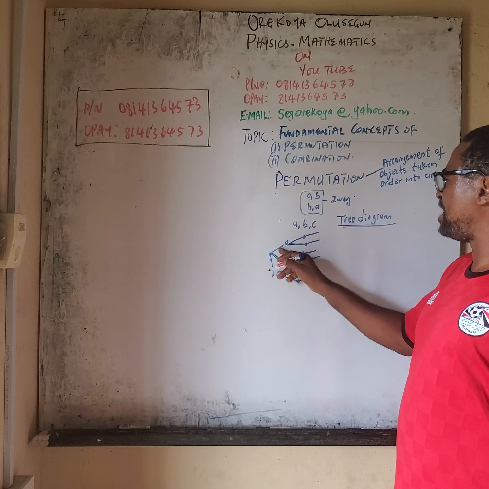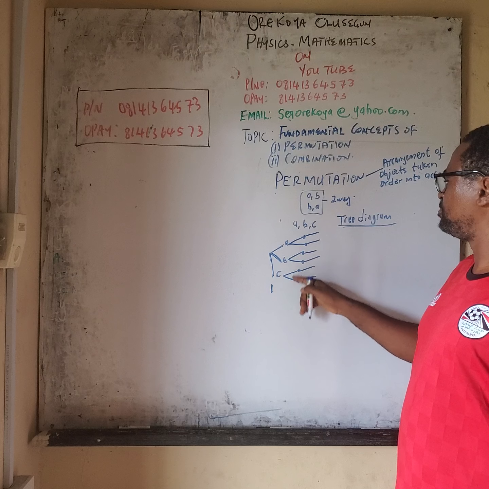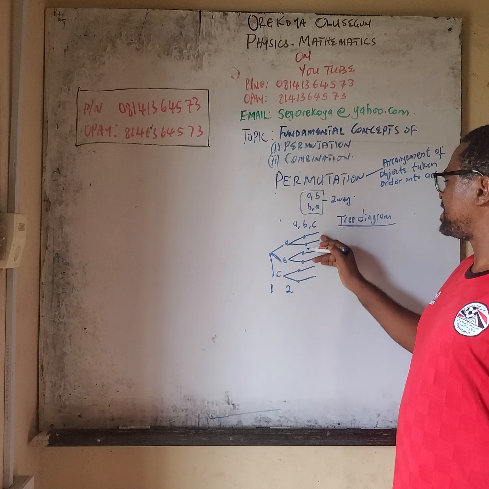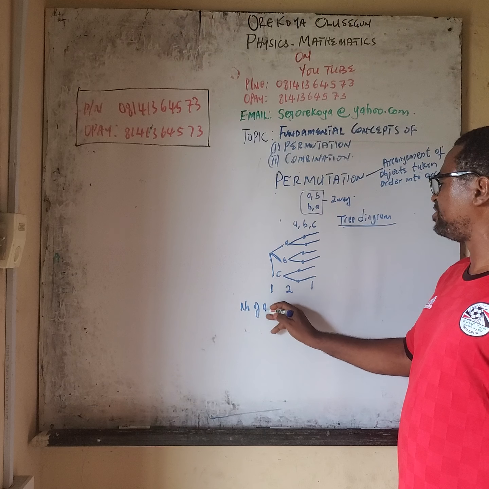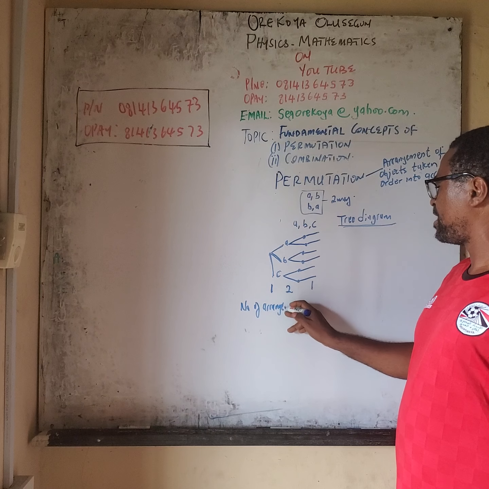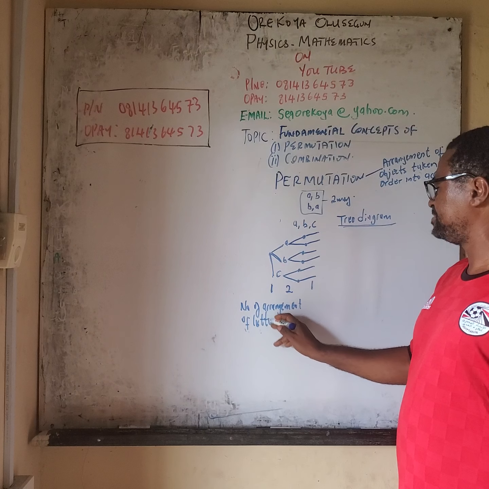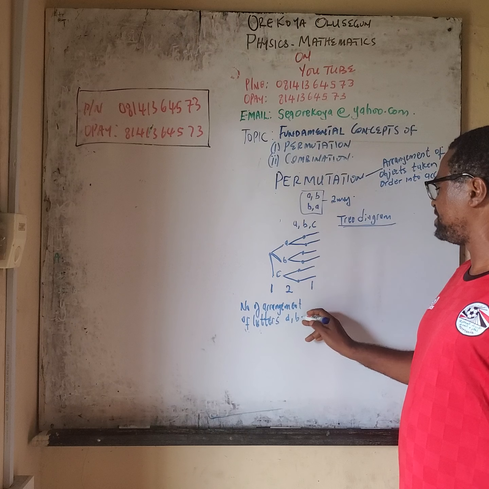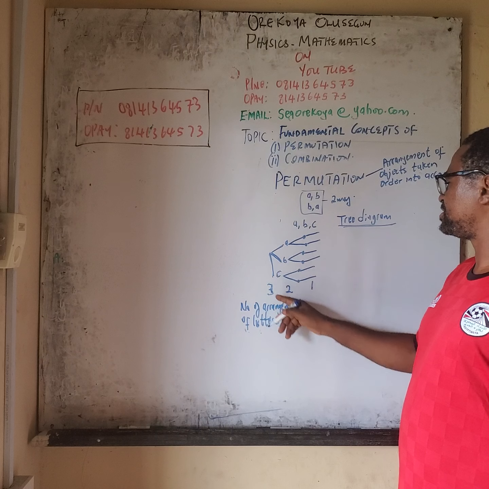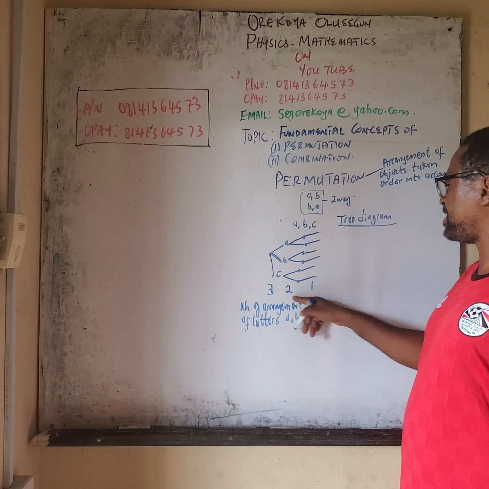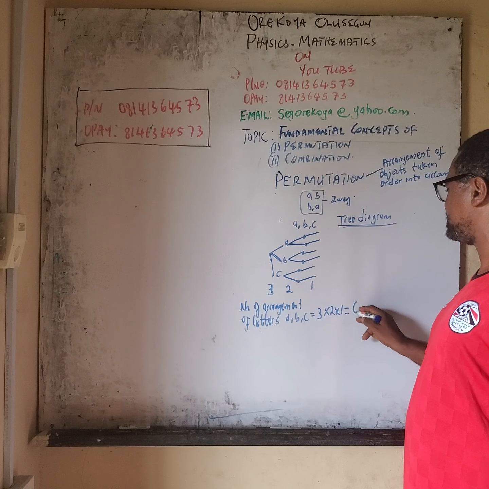So for here that we have 3 branches, I'll write 3. Here that I have 2 branches, I'll write 2. And here that I have 1 branch, I'll write 1. So the number of arrangements of the letters A, B, C is simply, we multiply the number of branches: 3 times 2 times 1, which is 6 ways.